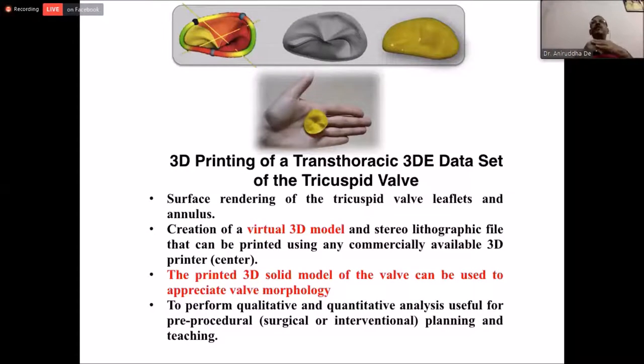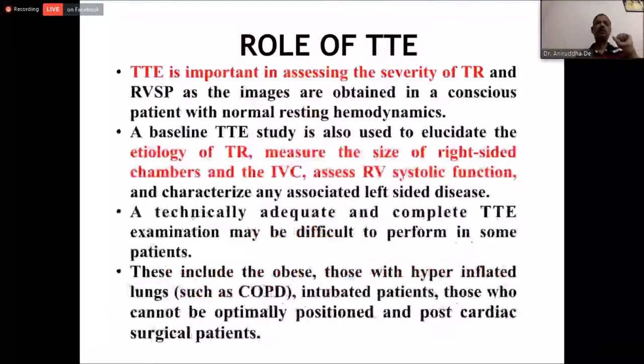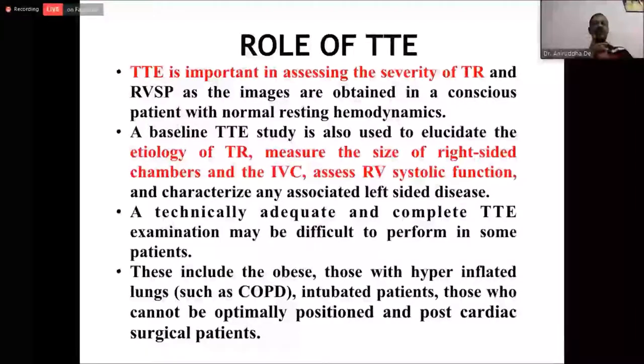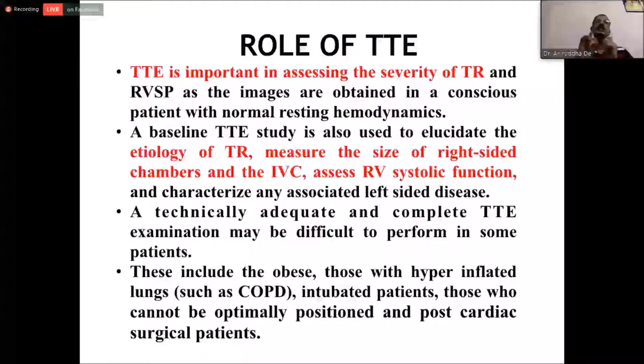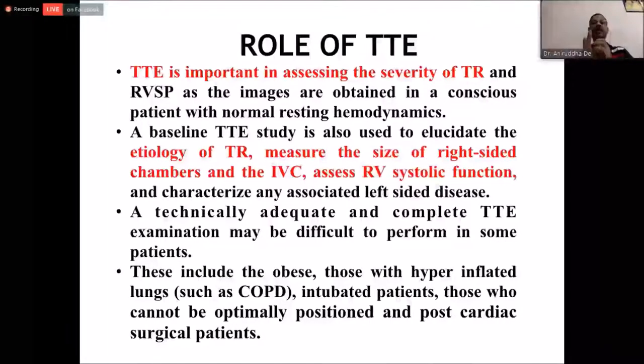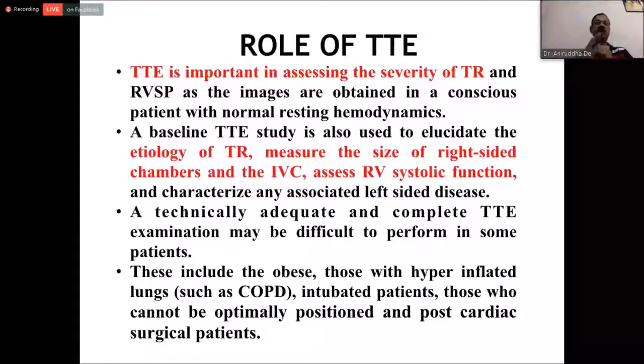Of course, there is advanced 3D printing, where you can give a clear image of the tricuspid valve to a surgeon also. So the role of TTE is important. What is the important role of TTE in assessing the severity of the TR and the right ventricular systolic pressure, as the images are obtained in a conscious patient with normal resting hemodynamics? Baseline TTE studies should also be used to elucidate the etiology of the TR, measure the size of the right-sided chambers and the IVC, assess the RV systolic function, and characterize any associated left-sided disease.